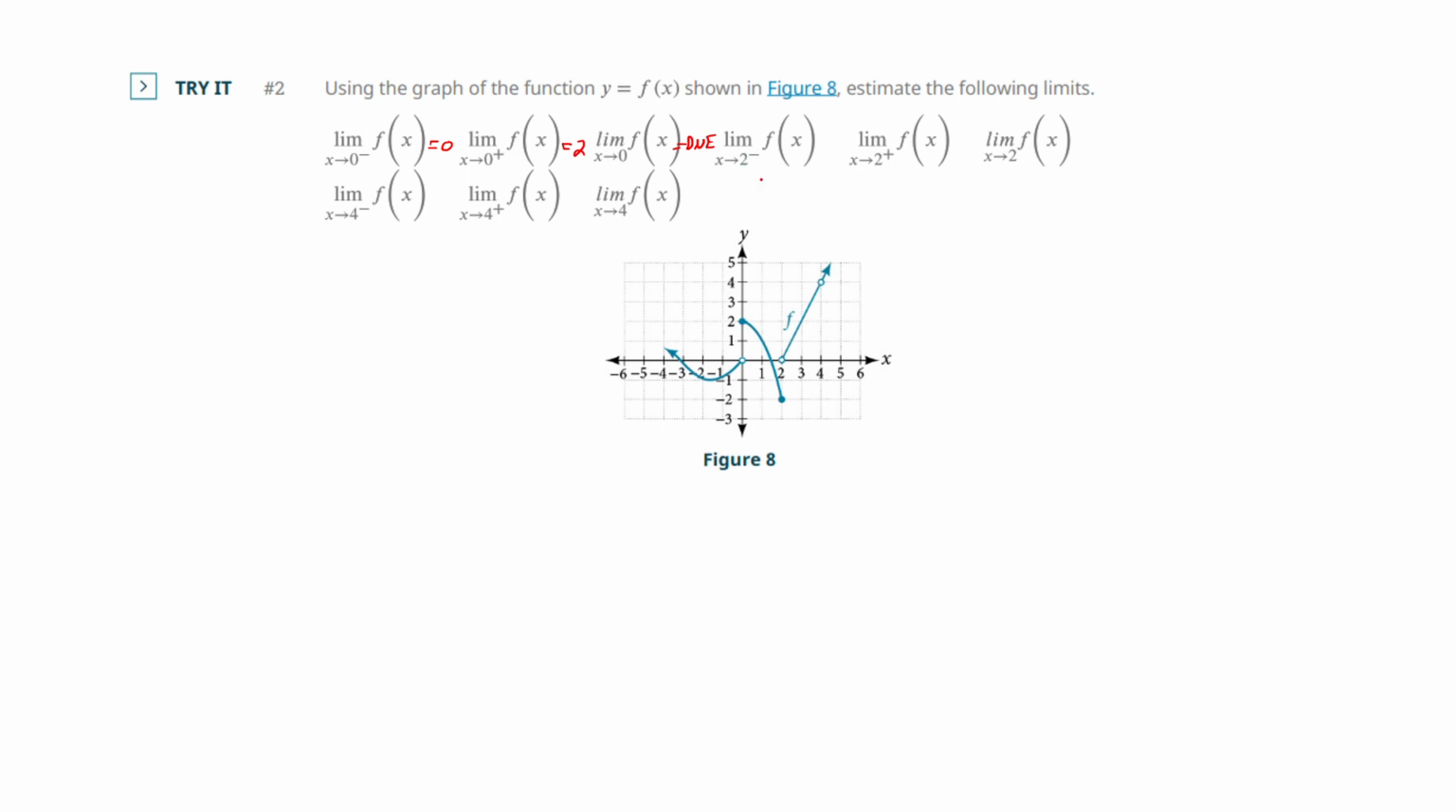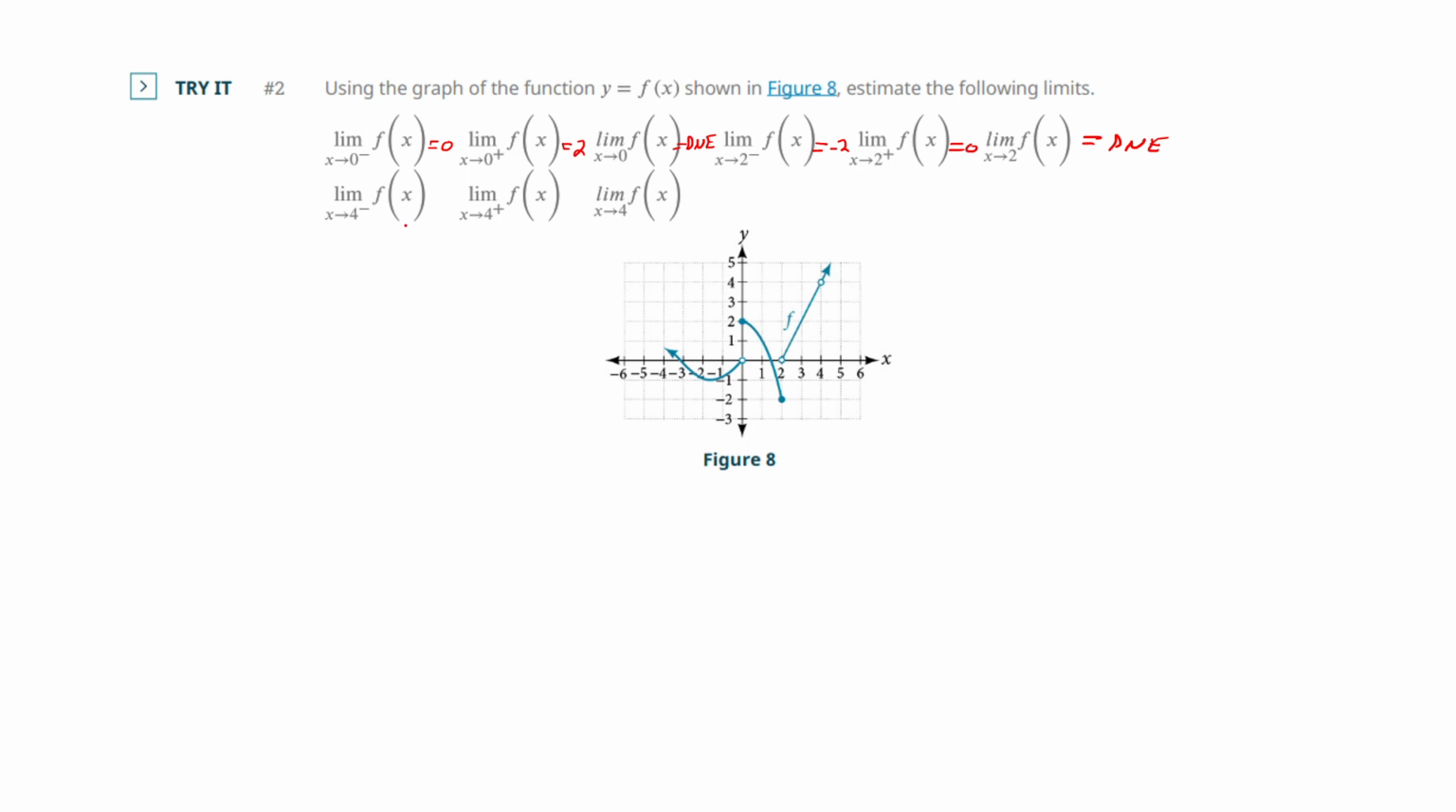All right, let's try this one. As we're headed towards 2 from the left, so we're coming this way toward 2, what happens is we are approaching a y value of -2. Now, how about 2 from the right side? So we're coming from the positives, heading down this hill. And we are headed toward a y value of 0. Now, how about a general limit? Well, once again, the left and the right don't match up, so there is no limit here.